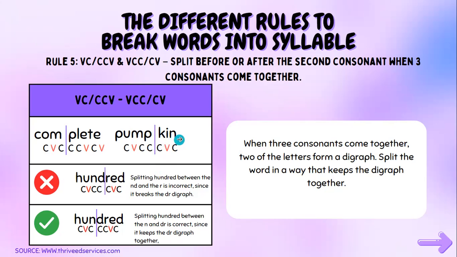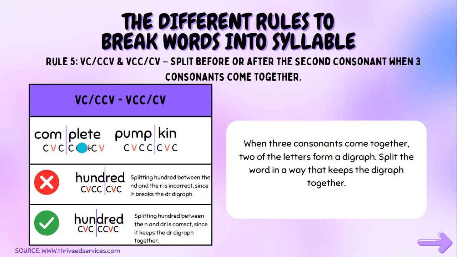Oftentimes, when we have more than two consonants, there are still only two consonant sounds. And there's a special type of sound called a digraph. A digraph is a type of sound which is produced by two consonants working together. So it's sort of like a vowel team. For example, if we have P and L together, it's going to make the digraph sound pl.